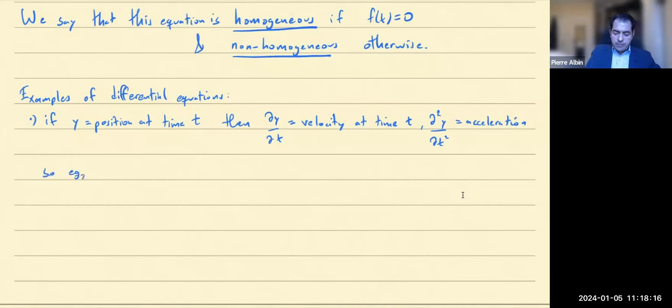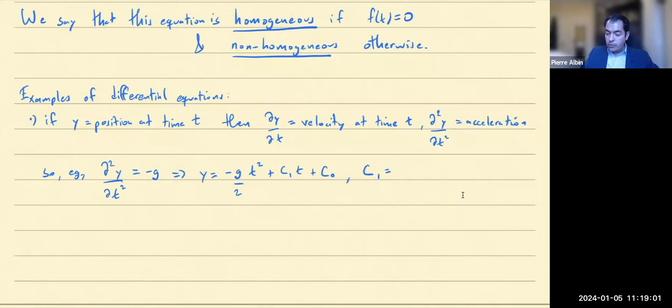So for example, if we set up a simple equation like the second derivative of y with respect to t equal to minus g, when we think of an object falling solely under the force of gravity, then, well, this is a very simple equation to solve. You can just stare at it and see that the general solution would be minus g over 2 times t squared plus some arbitrary polynomial of degree at most 1.